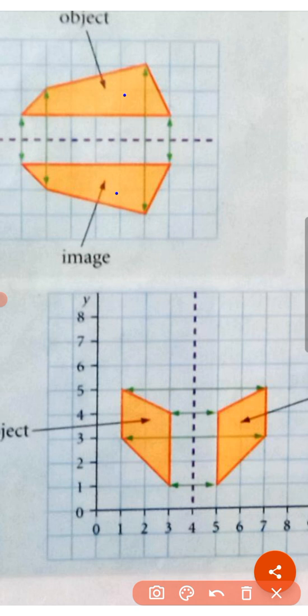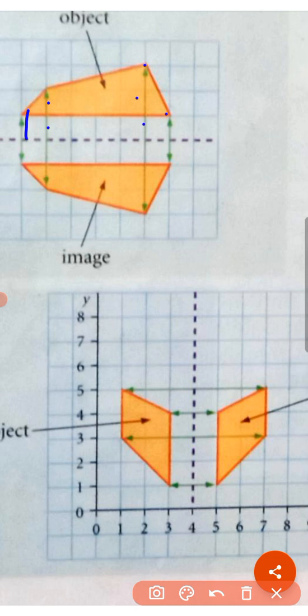Okay, here 1, this is our object, this is the mirror line. Count the number of squares, 1, 2, 3 units, 1 unit. Okay, I'll explain you once again. 1, 1, 2, 1, 2, 3, 1.